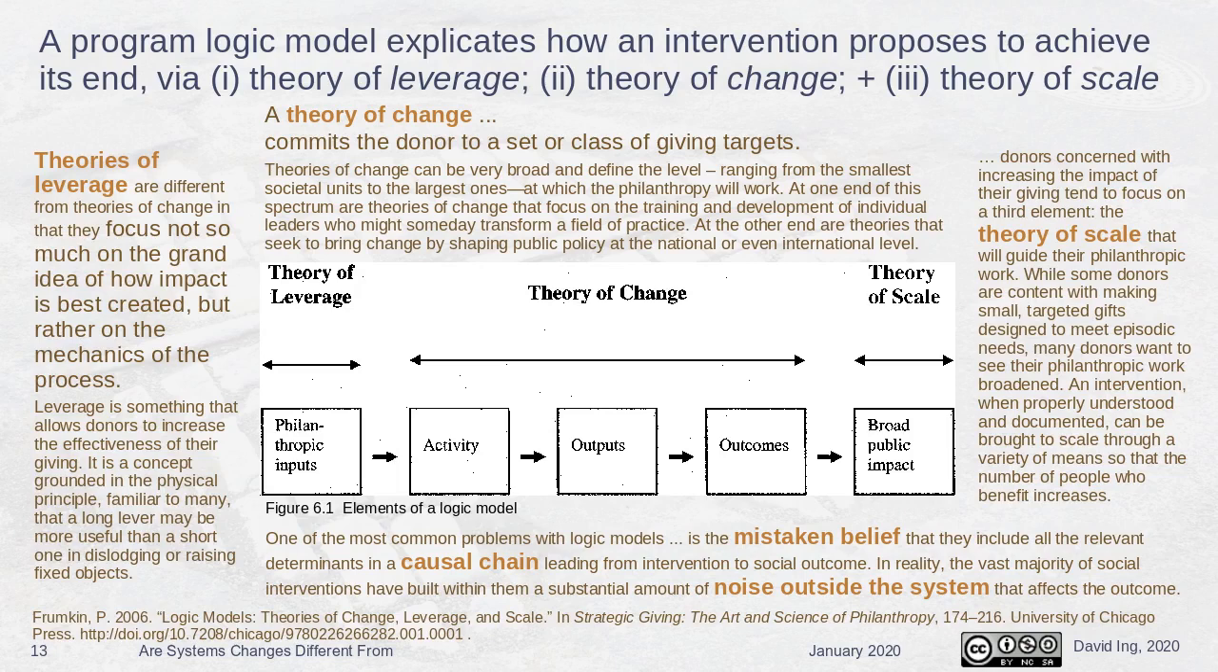But then the idea of theory of scale, which is broad public impact. This is kind of like, okay, so you do this project, and then you assume that it's going to scale up. Right? So we're all going to work on hydrogen and oxygen, and all of a sudden it's like, we have water. And it's like, whoa. No, I think this is not quite the way that systems work. So when people talk about issues with scalability, the question is, what were you designing in the first place?